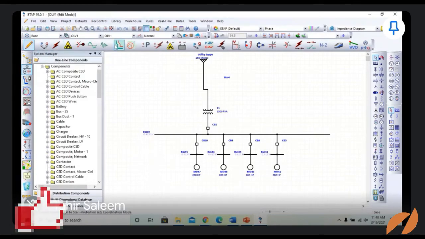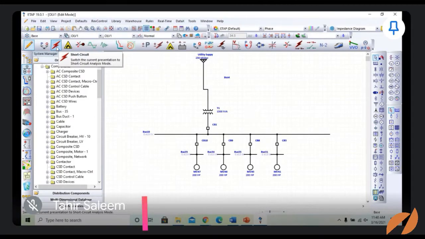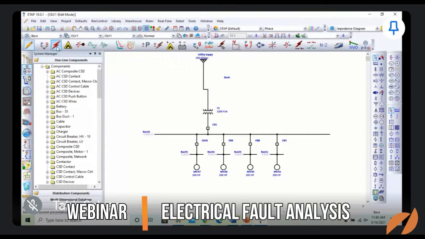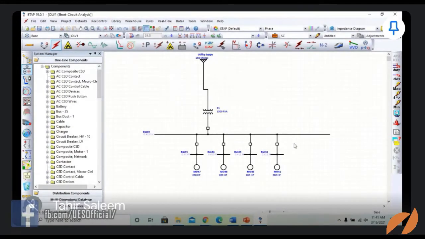Now here you can see on this tab there are different modes available. I have just placed my cursor on short circuit, and you can see a brief introduction: switch the current presentation to short circuit analysis mode. So we click this, and we are just about to start our short circuit. Now for a short circuit you need to have a fault on some electrical component or any branch circuit, anywhere you want to put it.